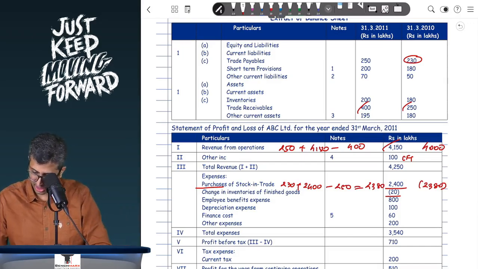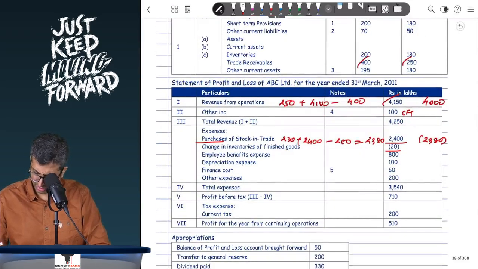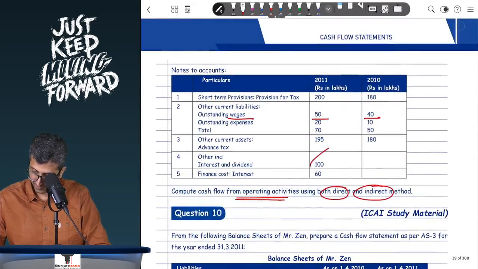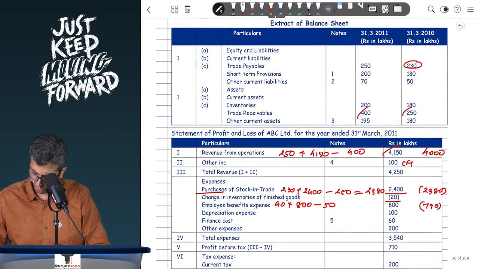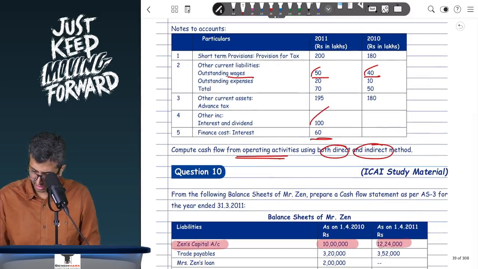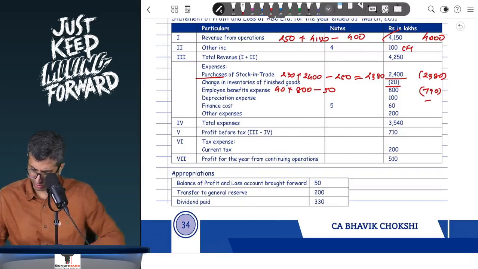Employee benefit expense, is there anything which is still payable? Outstanding wages 40 and 50. Formula same here. Opening plus during the current year minus closing. So ये शायद से आपको 790 आ जाएगा. ओके, नेक्स्ट डेप्रिसिएशन. ये तो नॉन कैश है तो डायरेक्ट मेथड में आएगा नहीं. फाइनेंस कॉस्ट, दिस विल गो इन कैश फ्लो फ्रॉम फाइनेंसिंग. इफ यू सी पॉइंट नंबर 5, दिस इज इंटरेस्ट, दिस विल गो इन कैश फ्लो फ्रॉम फाइनेंसिंग. बट ये हमें फाइंड नहीं करना. वी जस्ट हैव टू फाइंड कैश फ्लो फ्रॉम ऑपरेशंस.